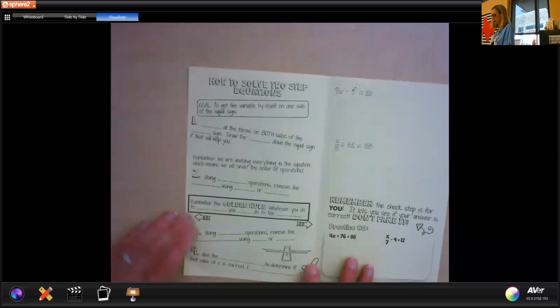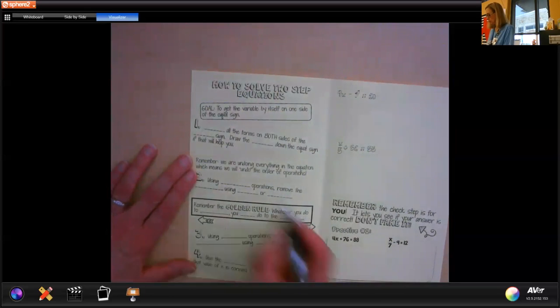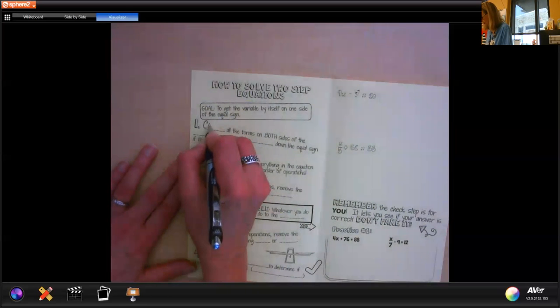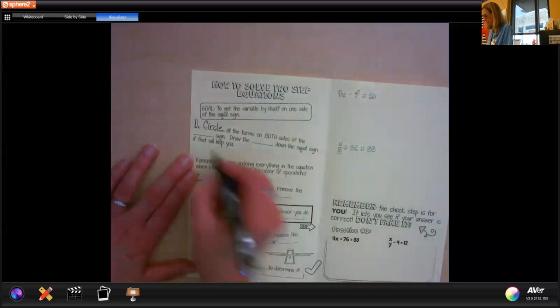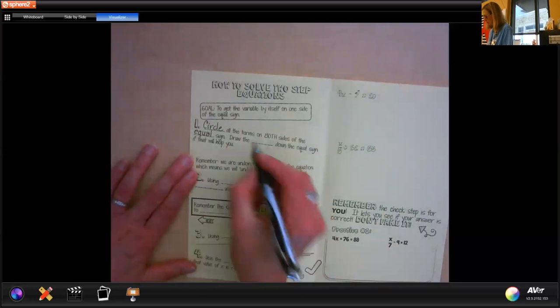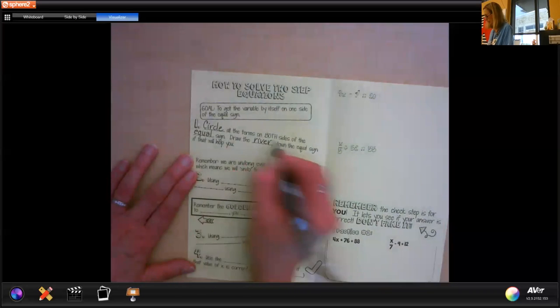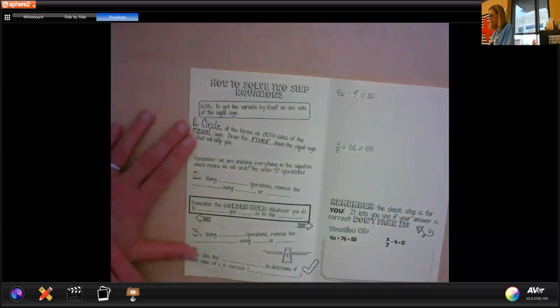How to solve two-step equations. Our goal is to get the variable by itself on one side of the equal sign. We start by circling all terms on both sides of the equal sign. Draw the river down the equal sign, if that will help. Remember, we are undoing everything in the equation, which means we will undo the order of operations.